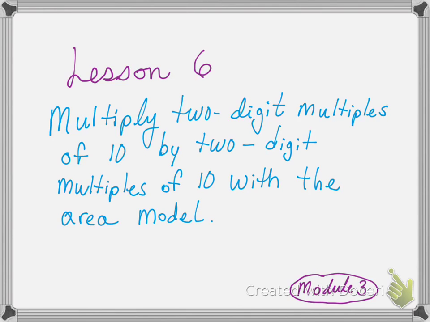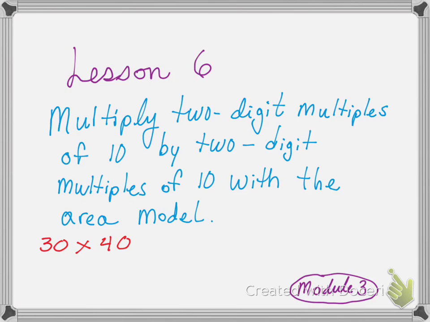Multiply two-digit multiples of 10 by two-digit multiples of 10 with the area model. So basically, these multiples of 10, for example, 30 times 40. 30 is a multiple of 10. 40 is a multiple of 10. And we're going to be doing this in two different ways.